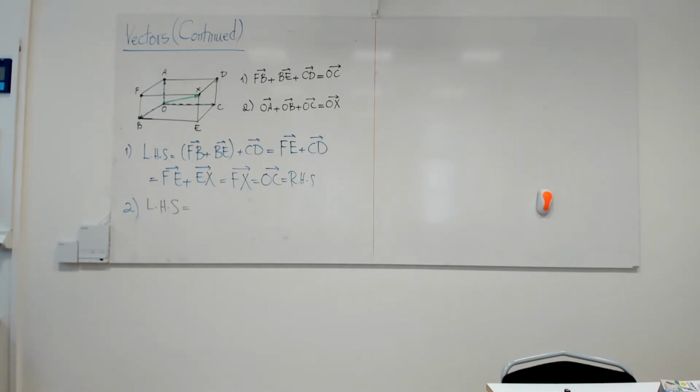Because adding OC and OB makes it first go to OE, and then adding OA makes it go up. Okay, but why? Yes, that's correct. But why do OB and OC add to OE? We haven't talked about that yet. That's the parallelogram law, yes? But why is that true?